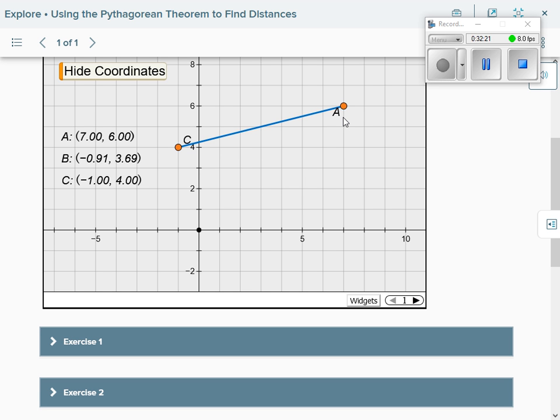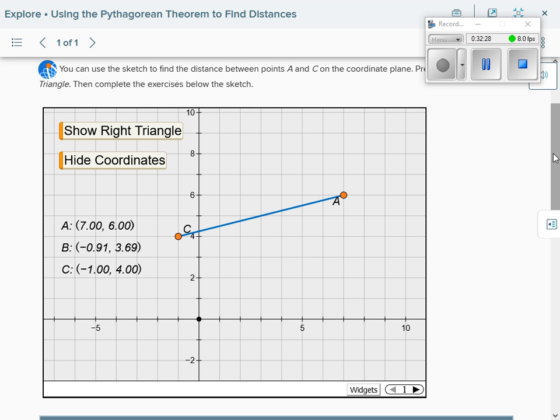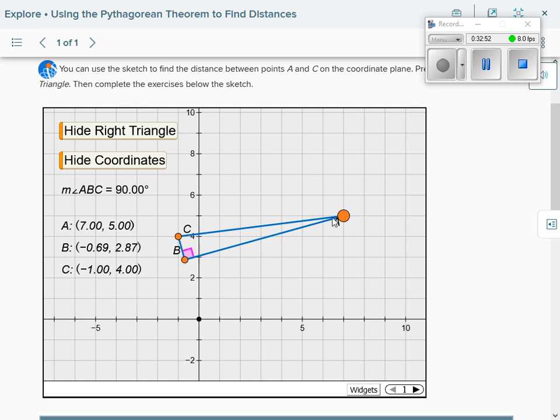All right? Now, we could use the formula that we're going to learn here in a little while to find that. But what I want you to do next is here, where it says show right triangle, click on that. And what it does, it shows you a right triangle. So it took that segment and it made it into a right triangle. It just put two other sides on it so that we could use Pythagorean's theorem to find the length of it. Mine looks terrible. I'm going to make it a little better looking. Does that look a little better now?